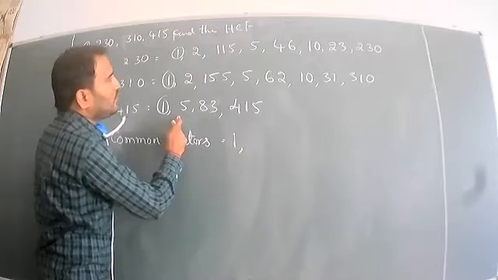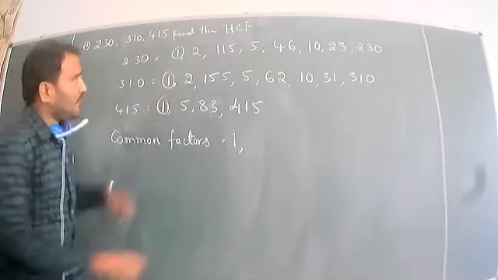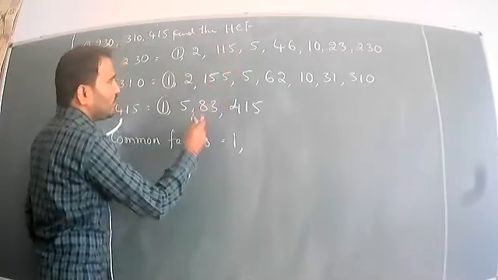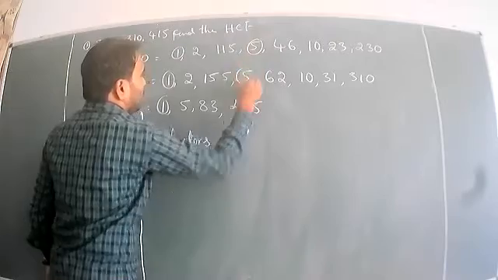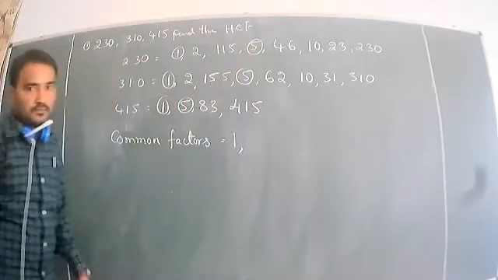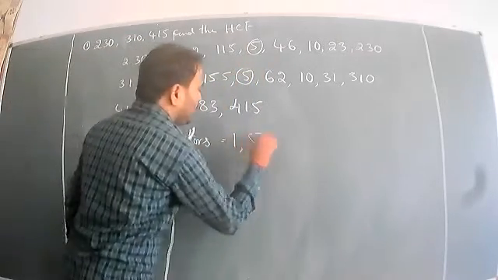Okay, next one. All three numbers should have the same number. Okay, here 115, here 155. No. So here 5 is there. 5, 5. Yes, 1 and 5 are the common factors.